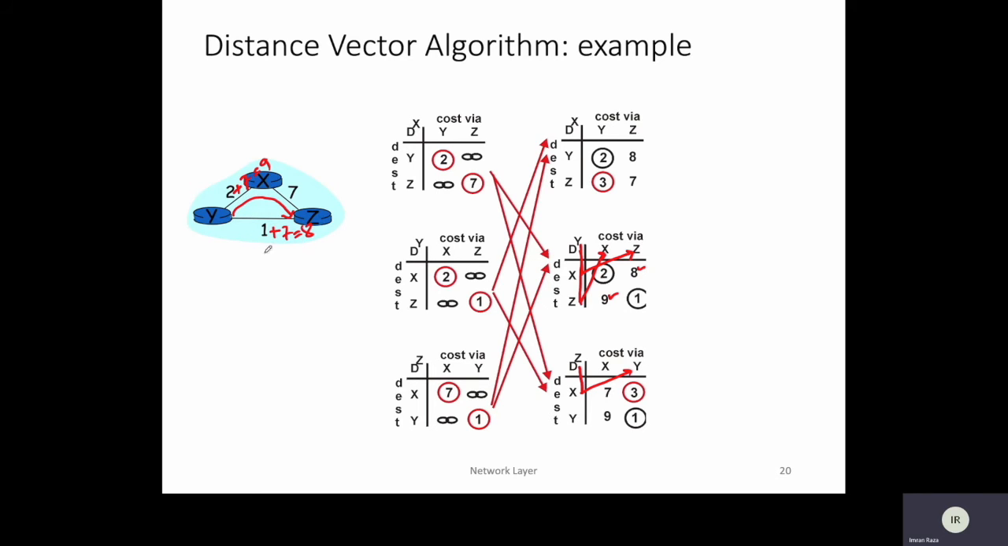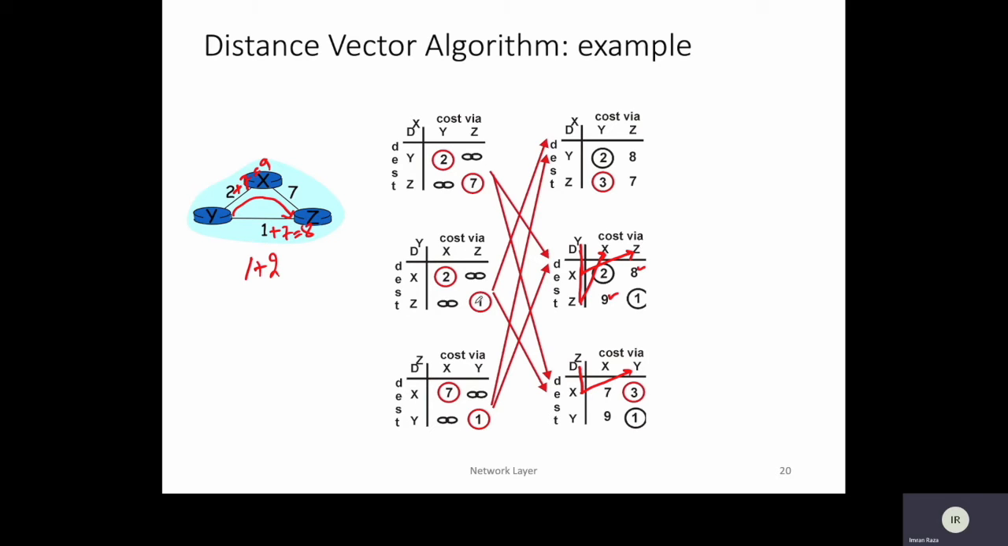So what Y is telling Z is that if you want to reach X from me, the cost is 2. And what's the cost from Z to Y? 1. So 1 plus the cost from Y to X, which is 2, gives 3. So we have here this cost 3.